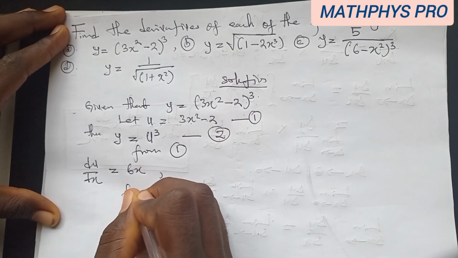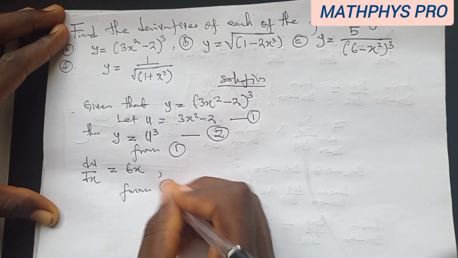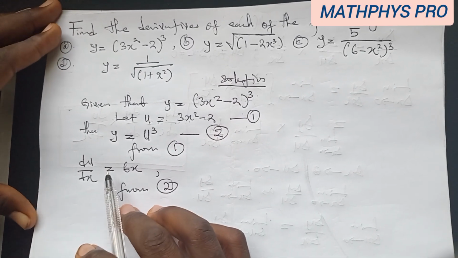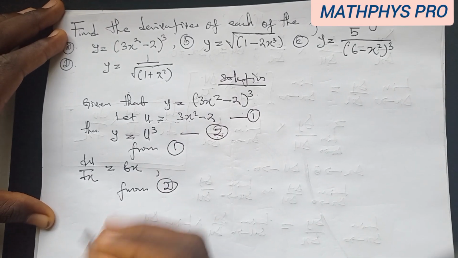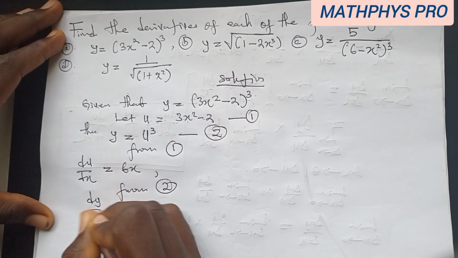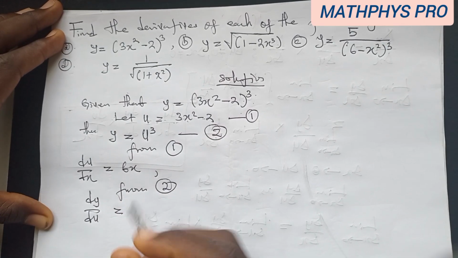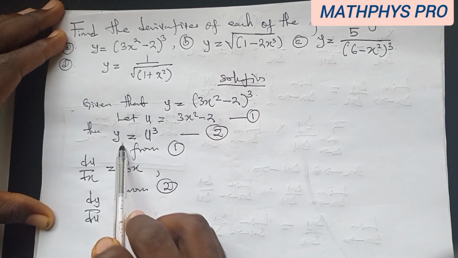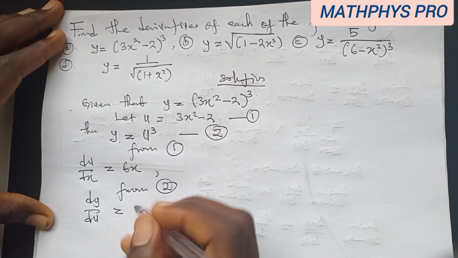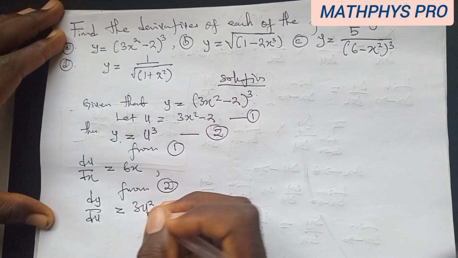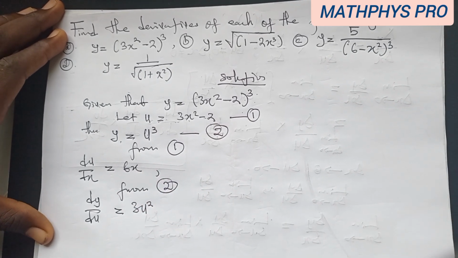Now from equation 2, which states that y is equal to u raised to power 3, dy du will be equal to, if you differentiate u raised to power 3, to give you what? 3u squared, right? 3u squared.